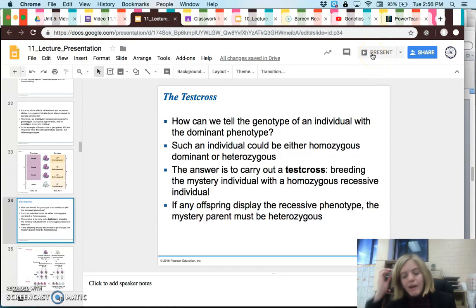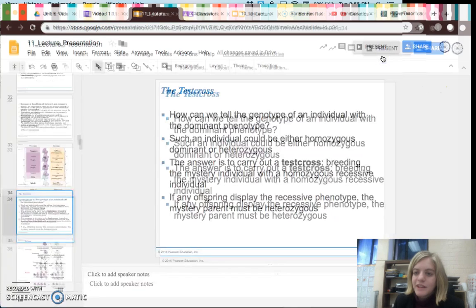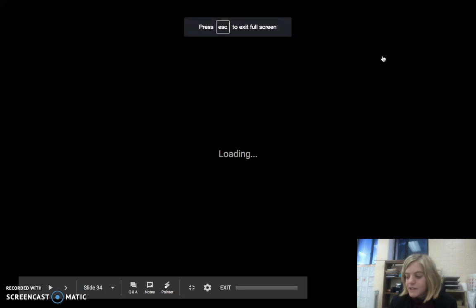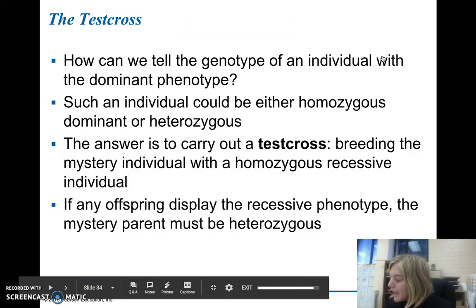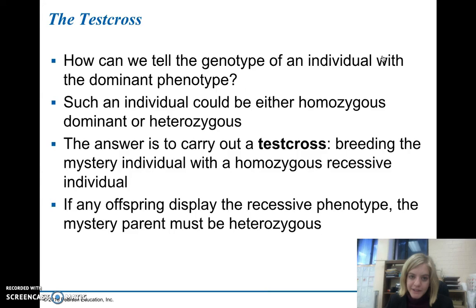So we've already talked about how Mendel arrived at the first law, the law of segregation, where he determined that the two alleles for a specific trait segregate independently. But now we're going to talk about how he arrived at his second law.